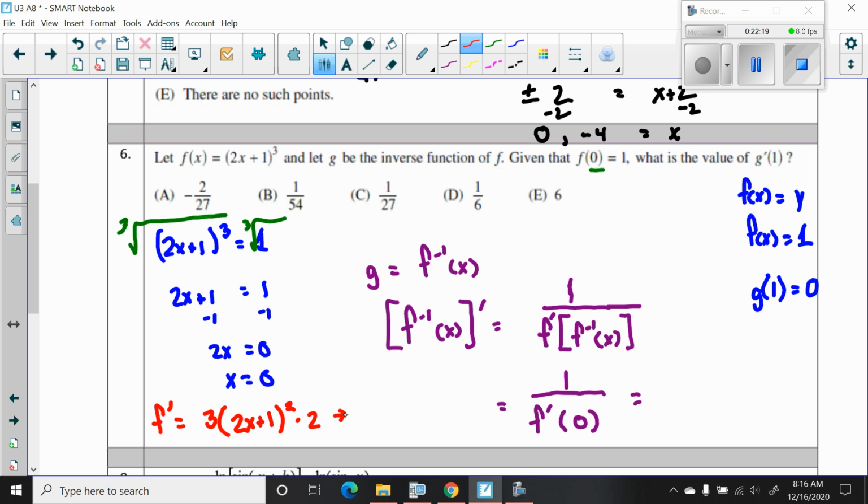So it's right here. That's 6 times 2x plus 1 to the second power. And we're plugging in 0. So 2 times 0 is 0. Plus 1 to the second power, which is just going to be 1. So all this is just 1 over top of 6. There you go.